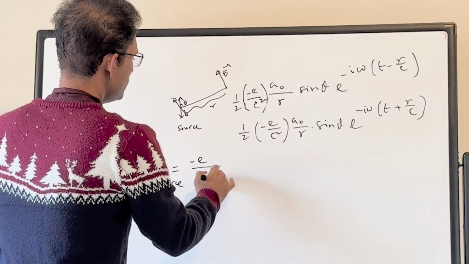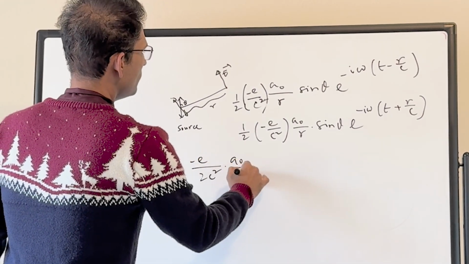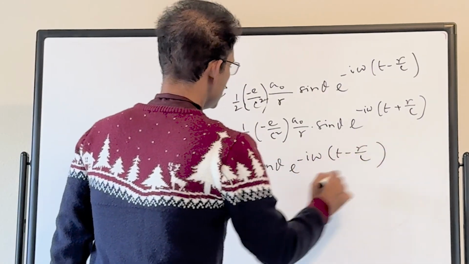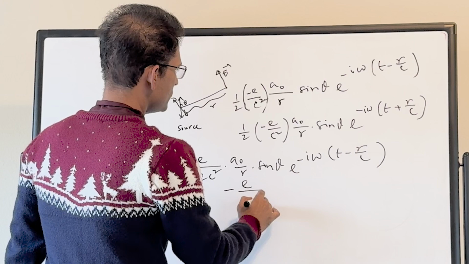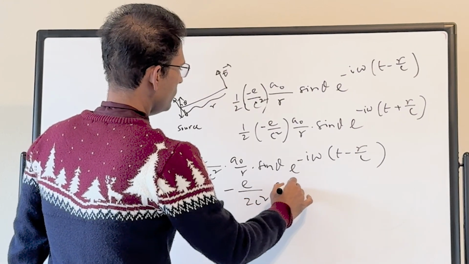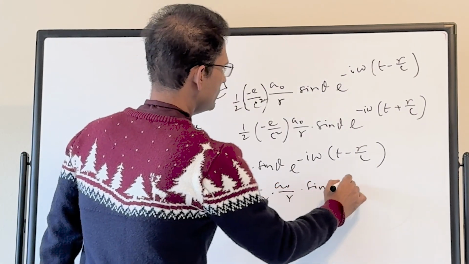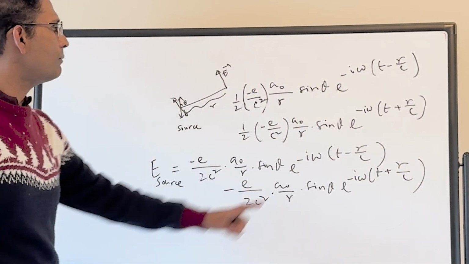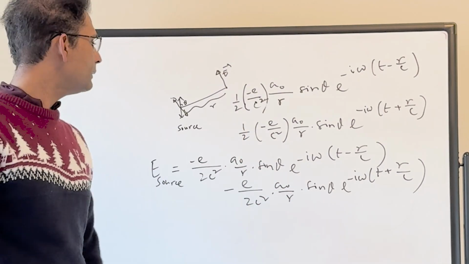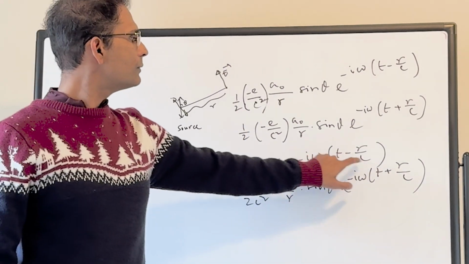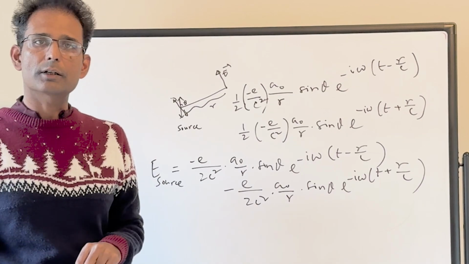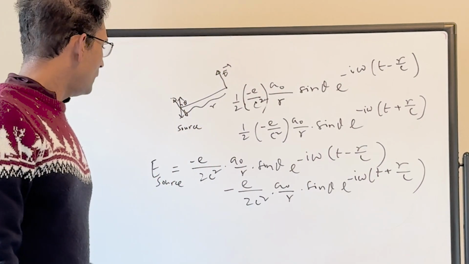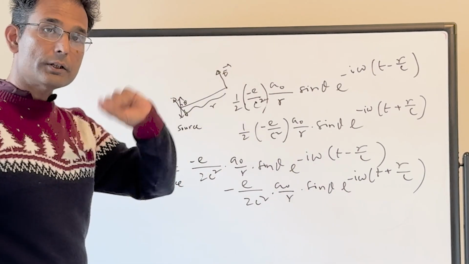So minus e^2 over c squared, A0 over r, sine theta, e to the minus i omega (t minus r over c), plus that, which is e^2 over c squared. Once again, you can see that they look very similar, right? Except for this thing, they're really identical, right? So these two signs give two different senses of propagation. One propagates forward in time, this one propagates backward in time. So this is the electric field due to the source, meaning the oscillating charge.